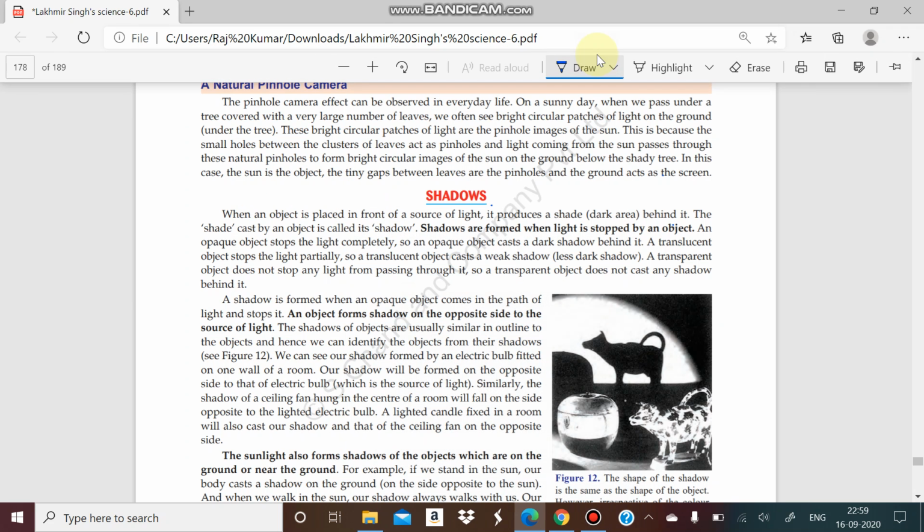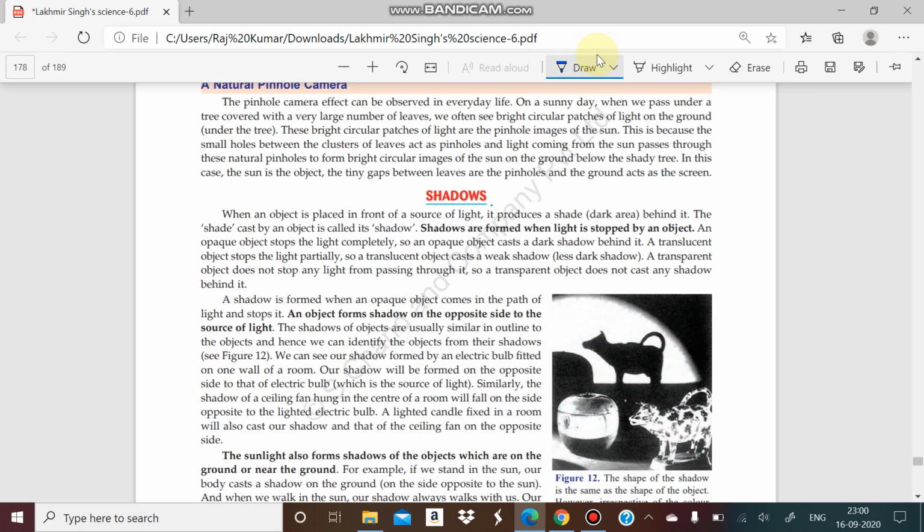Hello students, we are discussing here chapter number 11 of class 6. In the previous class we discussed the pinhole camera concept, and we all know that the pinhole camera's principle is based on the properties of light. And what are those properties? Light always travels in straight paths.